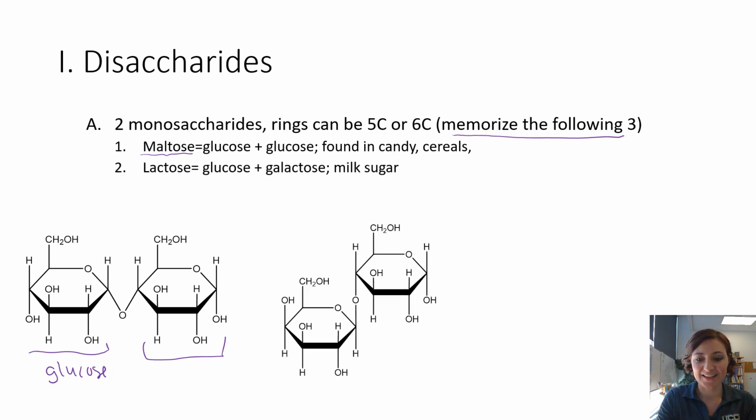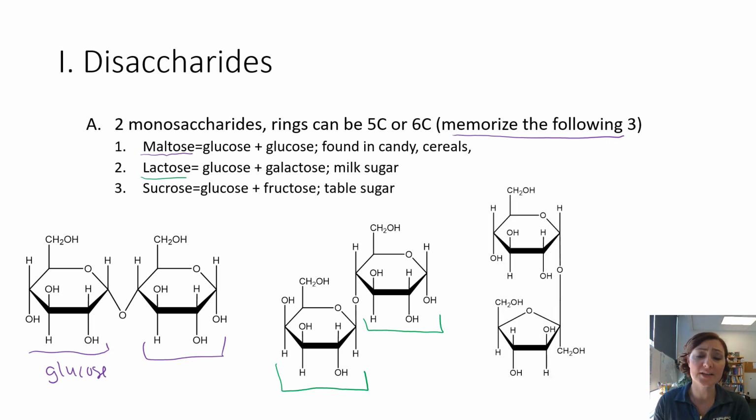The next disaccharide you need to know is lactose. Lactose is a milk sugar. It's found in all dairy products. And lactose consists of a glucose molecule, or monosaccharide, and a galactose monosaccharide. Again, you have had to memorize both glucose and galactose. I would anticipate if you're just looking at the monosaccharides that you'd be able to recognize these. And then also know that if you have a glucose and a galactose together, that is in fact lactose.